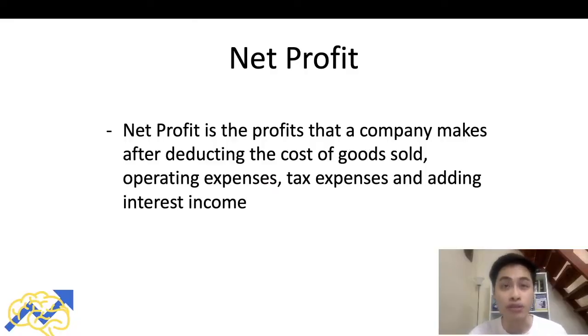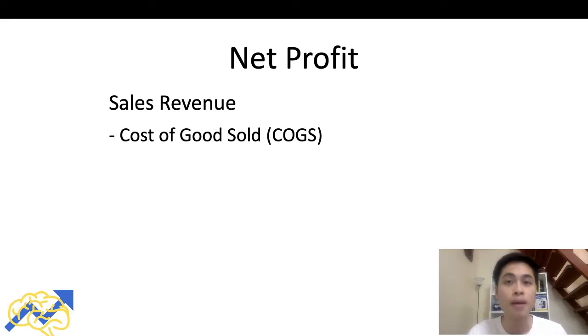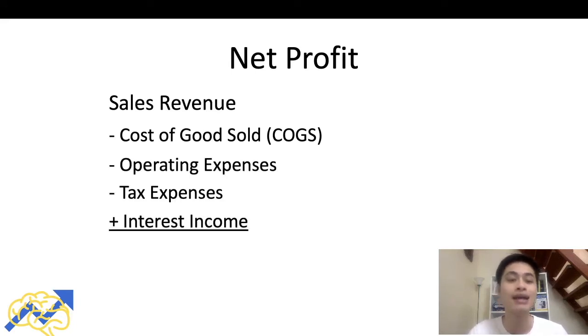Alright, I'm on my computer. Let's begin with the definition of net profit. Net profit is derived by taking the sales revenue of a company and deducting the cost of goods sold, operating expenses, tax expenses, and adding the interest income. To put the definition into an equation, the net profit is simply equal to sales revenue minus the cost of goods sold minus the operating expenses minus tax expenses and adding the interest income. That is how we get the net profit of a company.